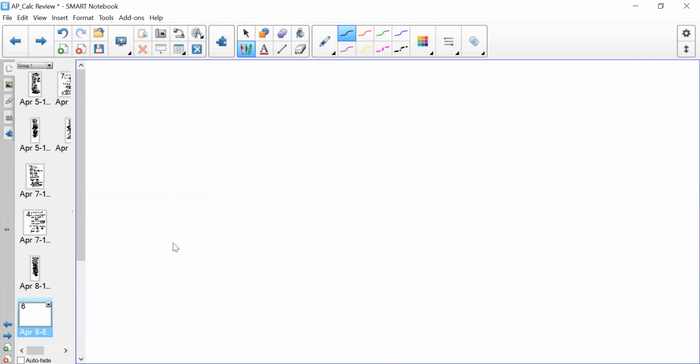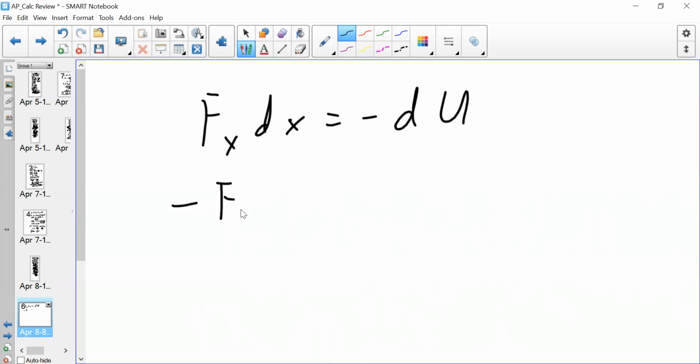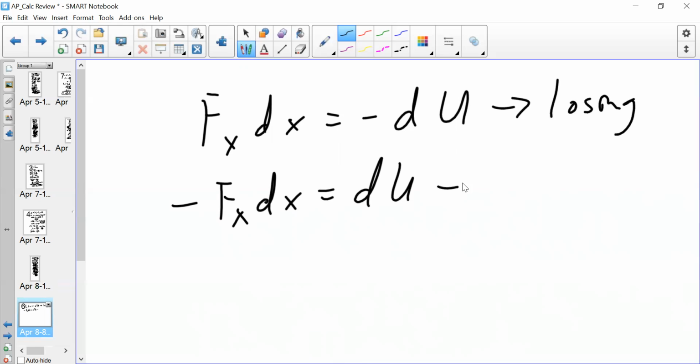So in short, bottom line, we can do Fx dx equals negative dU, for falling objects, or just losing potential energy in the x-axis. I keep wanting to go to gravity because that's our context there, but Fx dx equals dU. So we're losing potential. Here we are gaining.